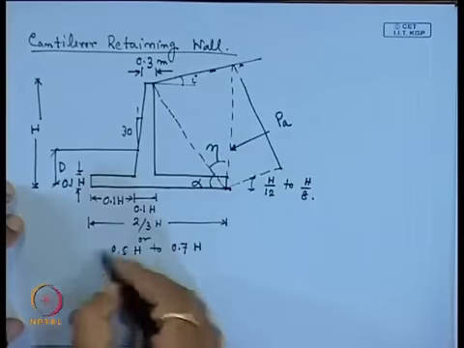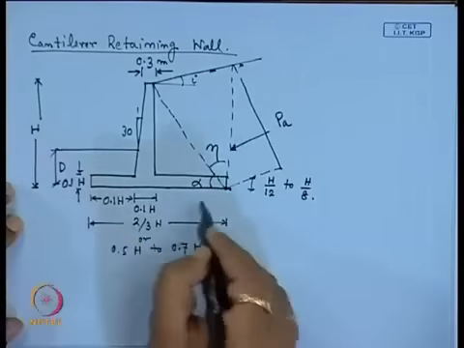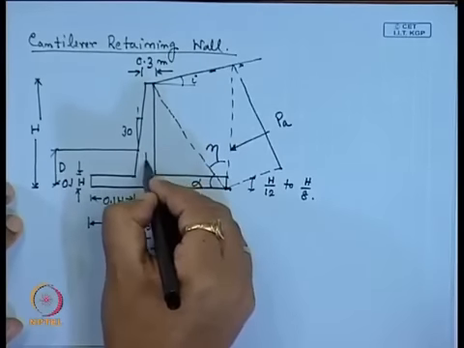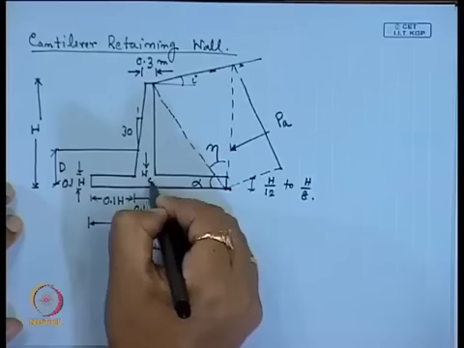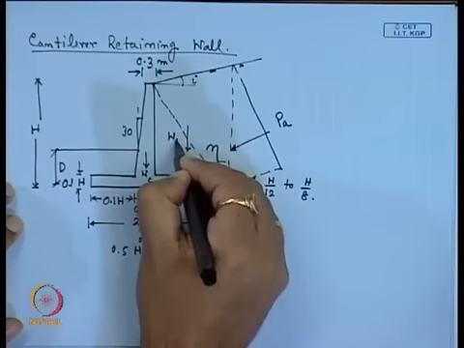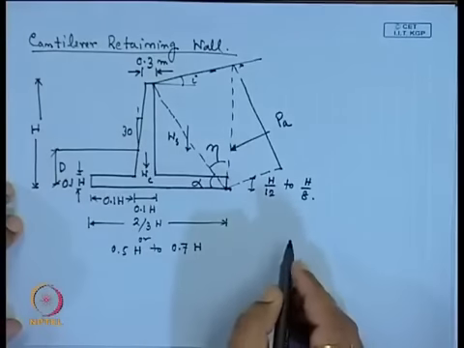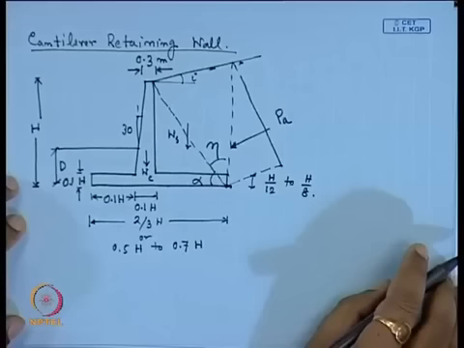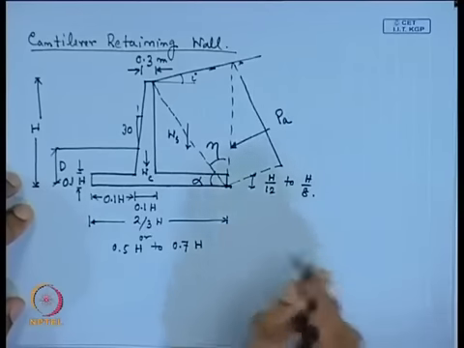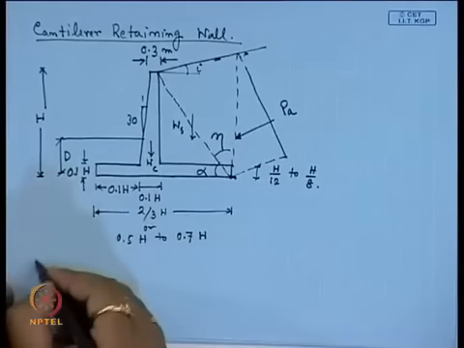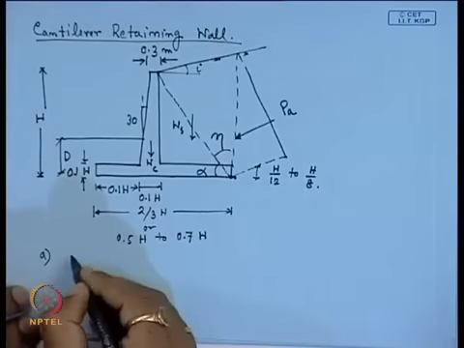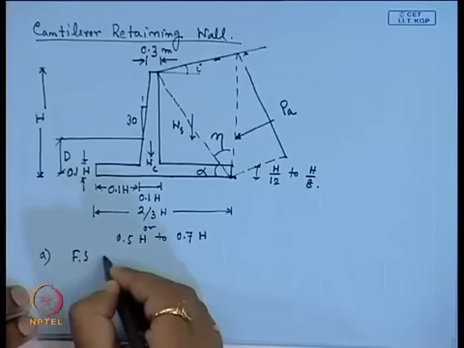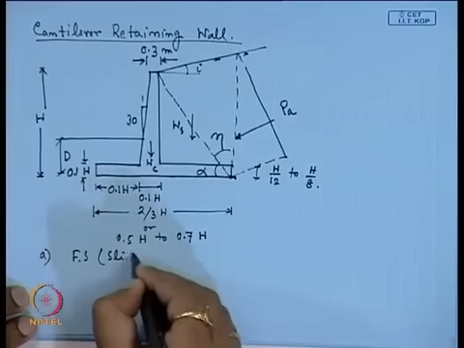So, now this distance we can first choose, then we will consider the weight. So, these are different weights. First, we will consider the weight of concrete, we will consider the weight of soil, if I take the Rankine expressions. Now, for this condition, what are the factors of safety we will choose for this type of retaining wall? That first one, we will consider the factor of safety against sliding.